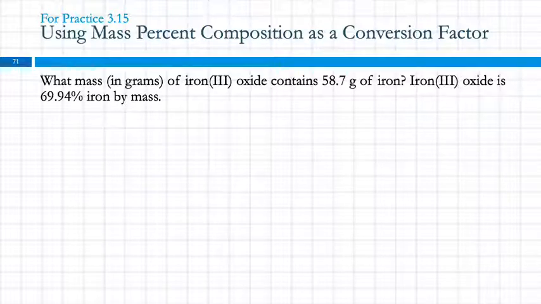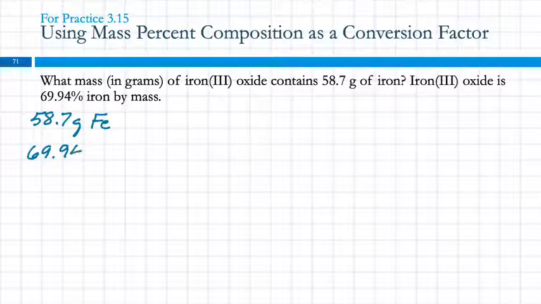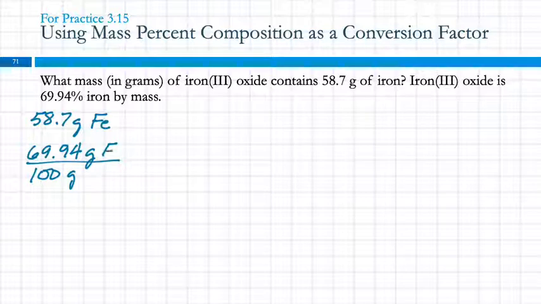So I've got 58.7 grams of iron. And in this problem, it's important to specify grams of what? Because we've got grams of the compound and we've got grams of iron. And then I've got this percentage, 69.94. Instead of just saying percent, I'm going to translate that into grams per 100 grams. That's the percent by mass of iron, so that's grams of iron per 100 grams of the iron oxide. No, it's not hydroxide, it's oxide, iron oxide.